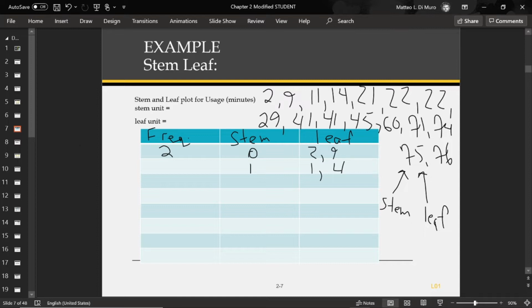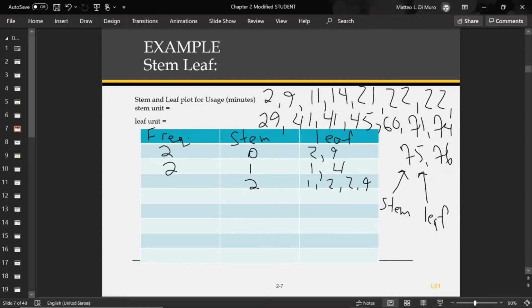And I can see that I got 2 in that class there. The next one are the 2s, right? I got 21, 22, 22 again, and then 29. So I got a stem of 2, and then I got 21. So I write a 1. I got 22, so I write a 2. I got 22 again, so I write another 2, and then I got a 9.